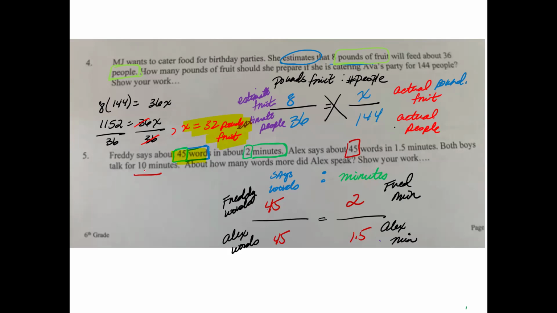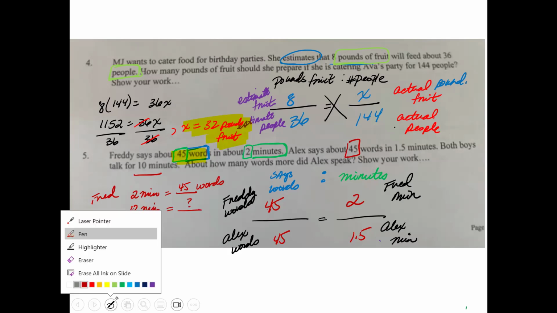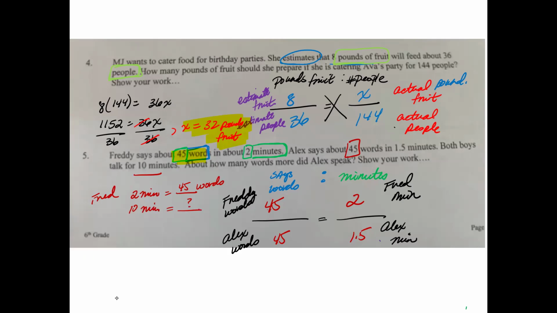So think about it this way. Here's Fred. For every 2 minutes, that equals 45 words, right? So in 10 minutes, how many words would that be? How many times can you fit 2 into 10? 5 times. So then what's 45 times 5? 225. So in 10 minutes, Fred will say 225 words.